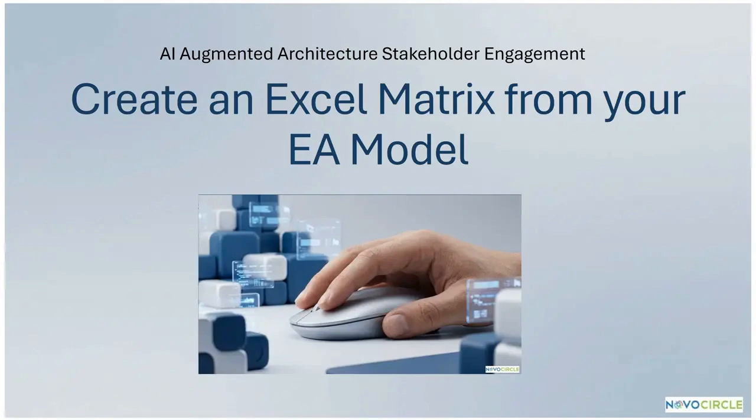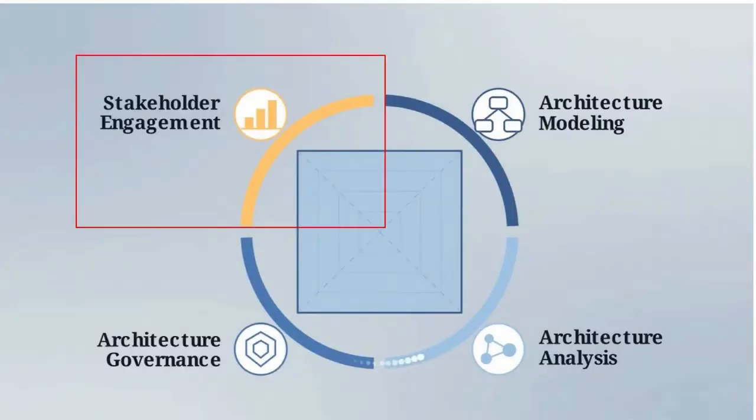Your architecture repository is full of valuable information about relationships within your company. Sometimes your stakeholders don't have EA, and Excel is better. With AI power tools for Sparx EA, you can generate a business-friendly Excel matrix with your architecture data in just a few minutes. There are 4 AI-augmented architecture use cases: modeling, analysis, governance, and stakeholder engagement. This video focuses on stakeholder engagement.